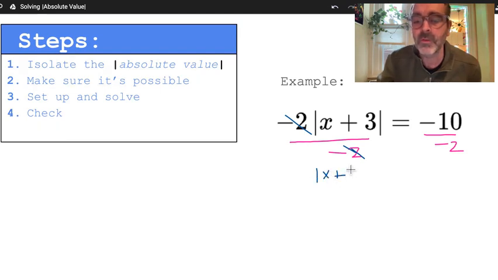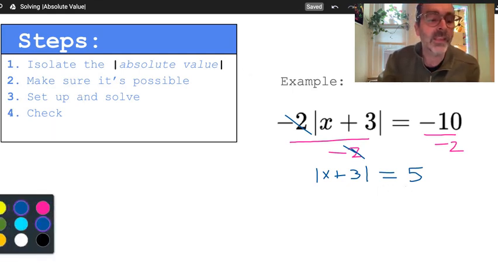If I can do this with my mouse here. Always fun to draw with the mouse. X plus 3 is equal to, let's see, -10 divided by -2 is a positive 5. All right, now we end up with x plus 3 equals 5. Okay, so we isolated the absolute value.